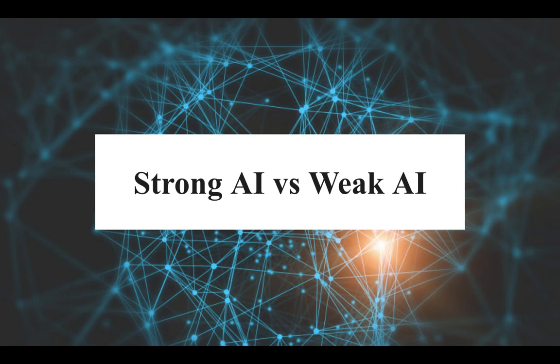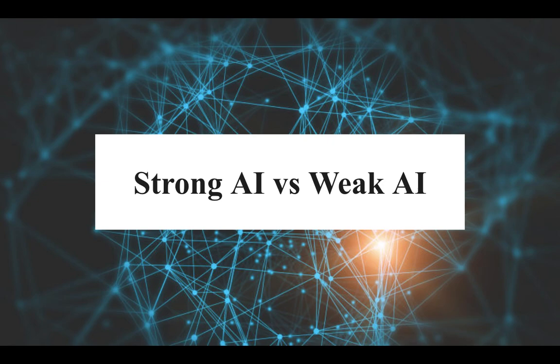Now, you can see on your screen strong AI versus weak AI. As you all know, intelligence is tricky to define, which is why a lot of AI experts typically distinguish between strong AI and weak AI. So, what is strong AI? Strong AI, which is also known as artificial general intelligence, is a machine that can solve problems it's never been trained to work on, much like a human can.